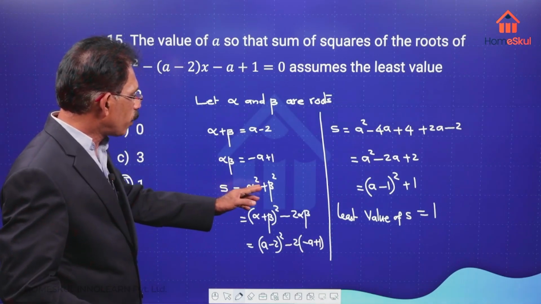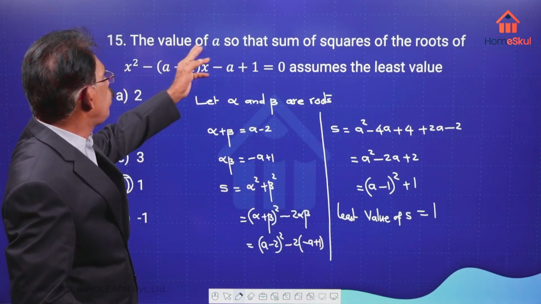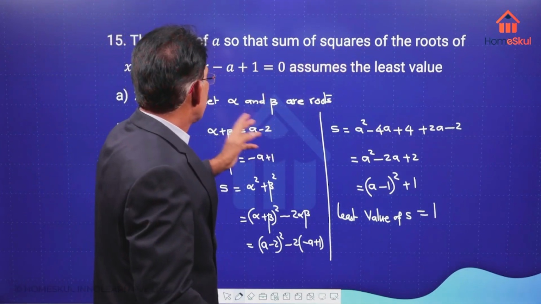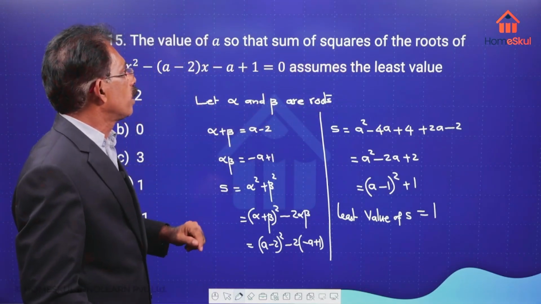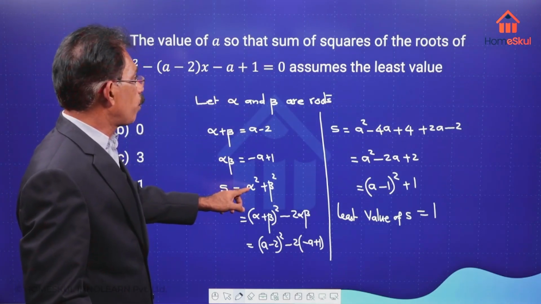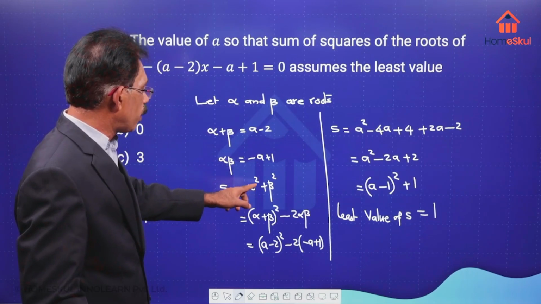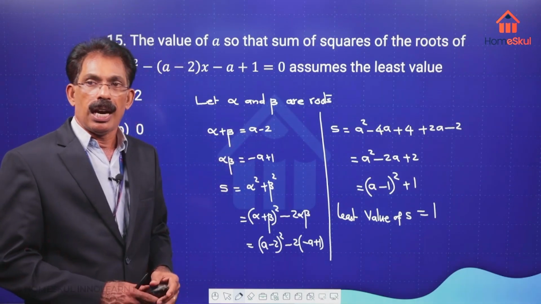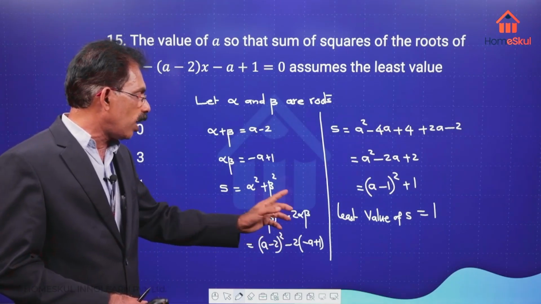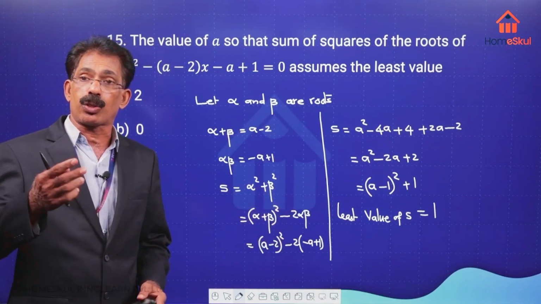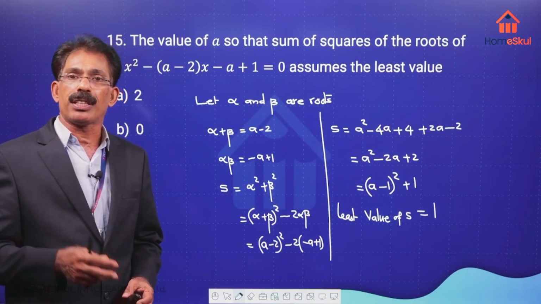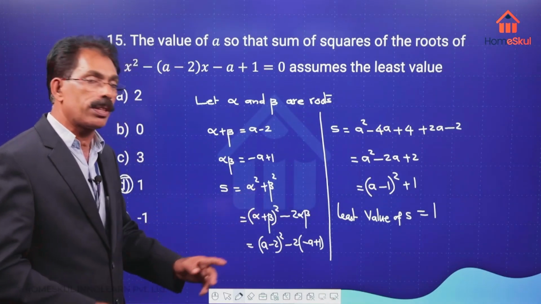S is equal to alpha square plus beta square. There is the value of a so that the sum of squares of the roots. Suppose alpha and beta are the roots. Sum of squares is denoted s. Roots are alpha and beta. Alpha square plus beta square is equal to (alpha plus beta) the whole square minus 2 alpha beta. You have to get alpha square plus beta square.